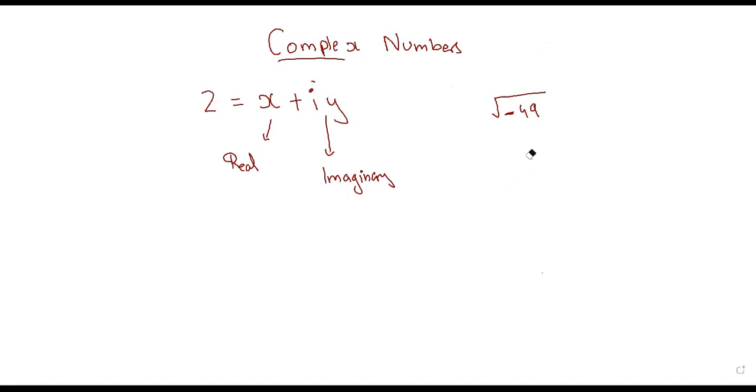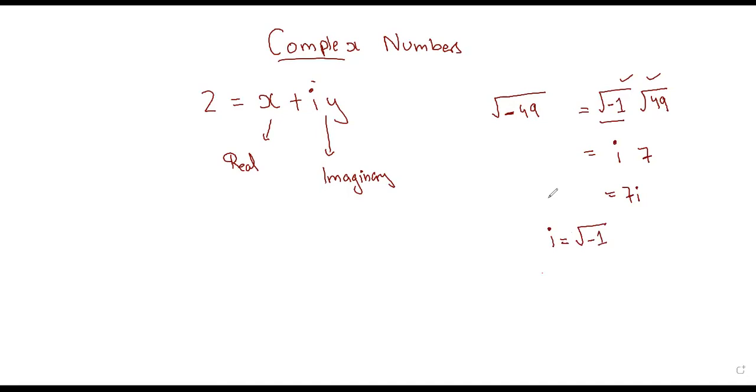So let's not complicate things. Okay. So if you have minus 49 under root, you can write this as under root minus 1 and under root 49, right? And you know what under root 49 is. Under root 49 is plus minus 7, right? So let's write down 7 right now. It is 7. And this number, under root minus 1, is basically iota, right? So we write it as 7 iota. Yes. So just know that iota is basically under root minus 1.